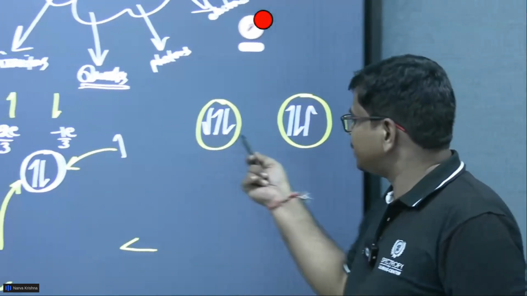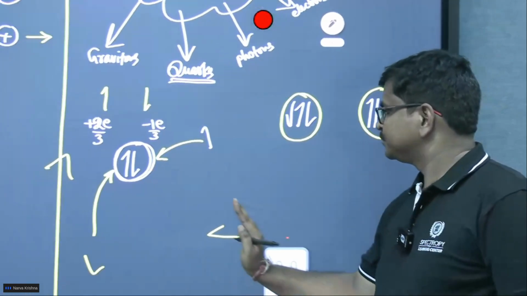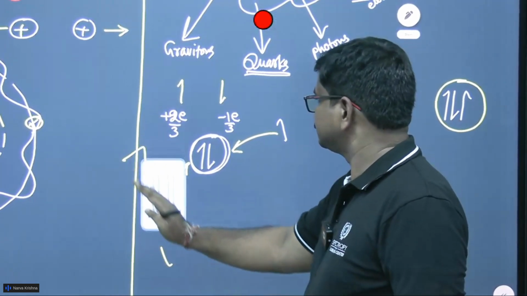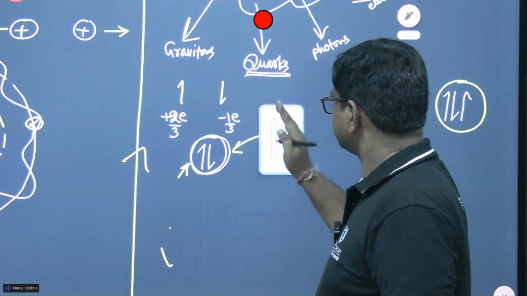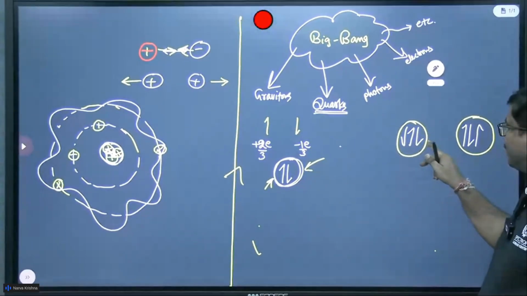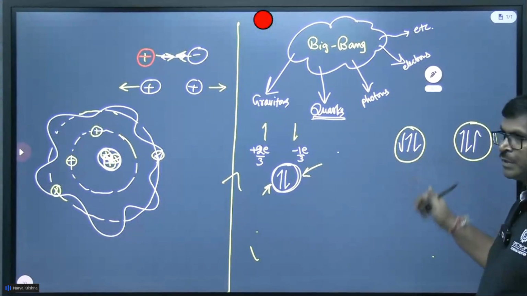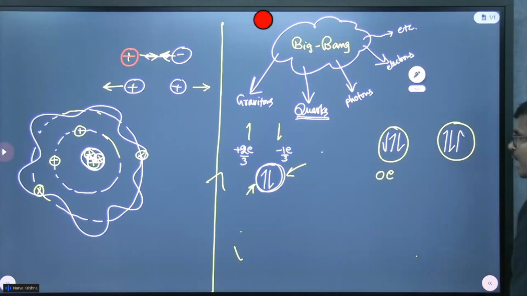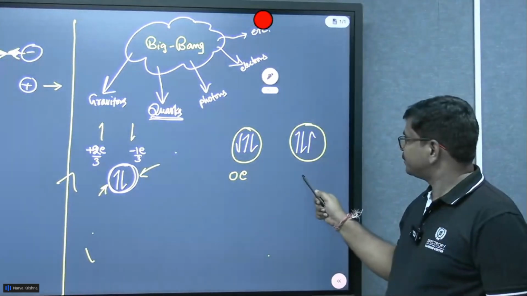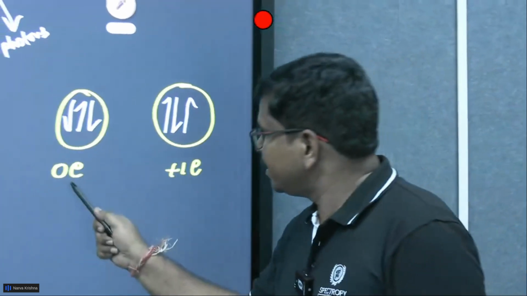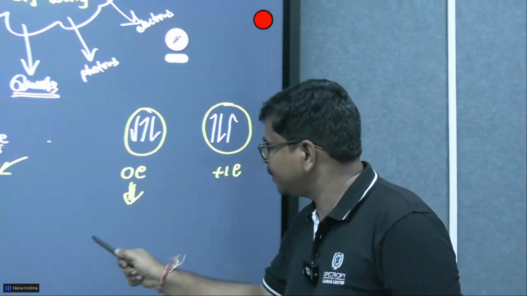And this family's total charge, how much? Calculate. 2 by 3, minus 1 by 3, minus 1 by 3, minus 2 by 3, plus 2 by 3. Total charge: 0 e. And here plus 2 by 3, plus 2 by 3, minus 1 by 3, that is plus 3 by 3, plus 1 e. This one is 0 and this one is plus 1 e. As this is electrically neutral, this particle is called the neutron.